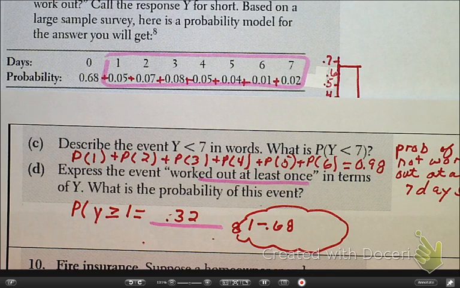Okay, so I'm going to go ahead and do number 10, and we can talk about it if you want on the weekend.